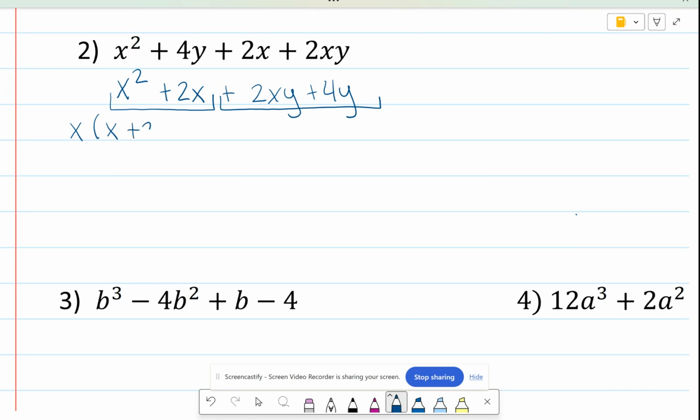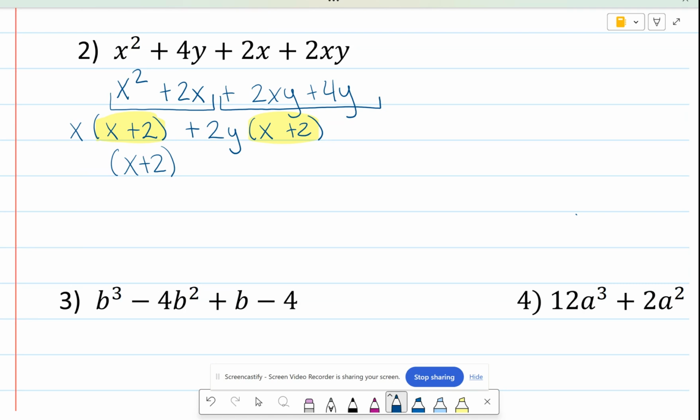x times positive 2 is 2x. Bring down the plus sign, again, super important. Their GCF is 2y. 2y times x will give me 2xy, and 2y times 2 will give me 4y. I have matching binomials, which is critical. You always have to have little twins there.